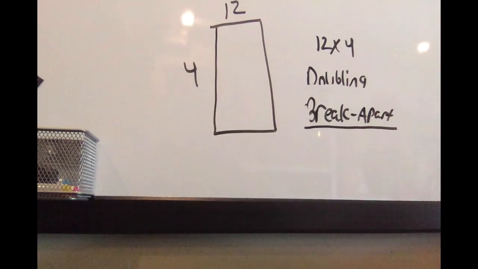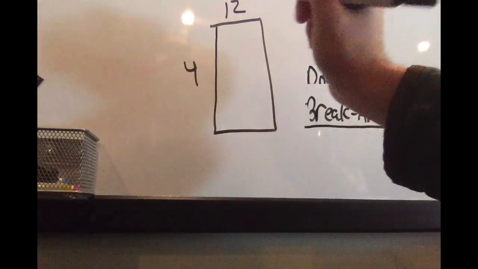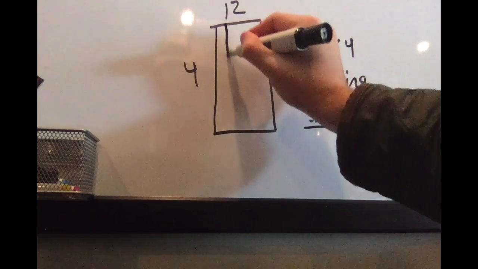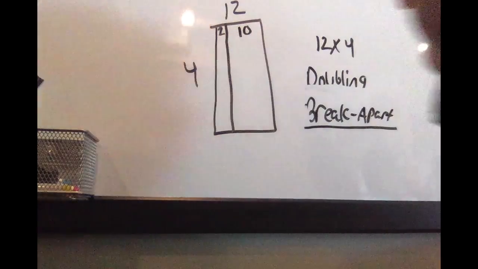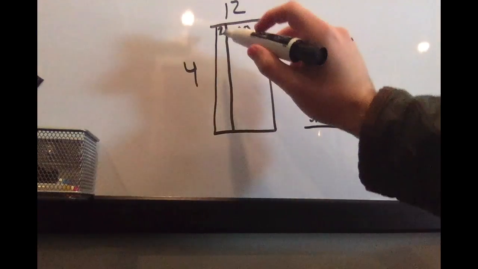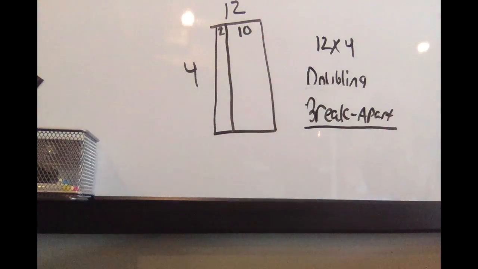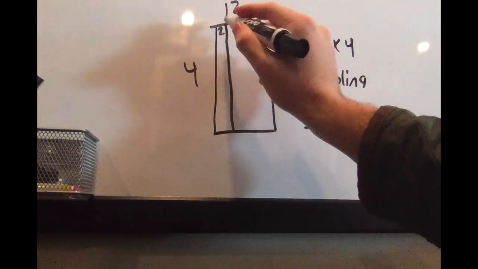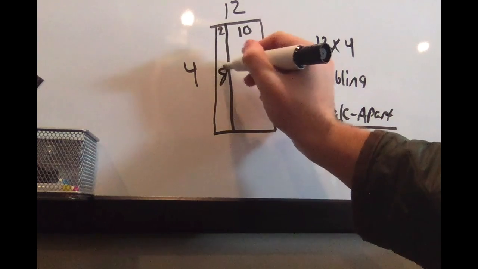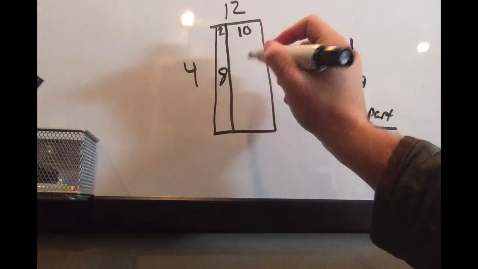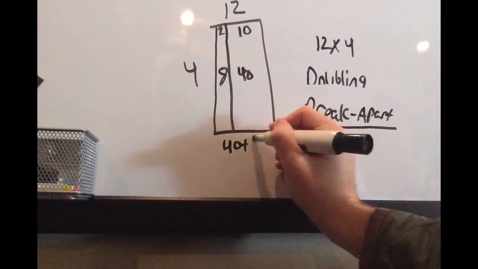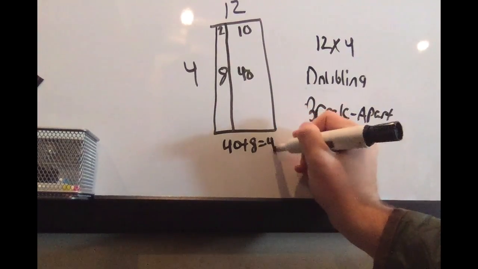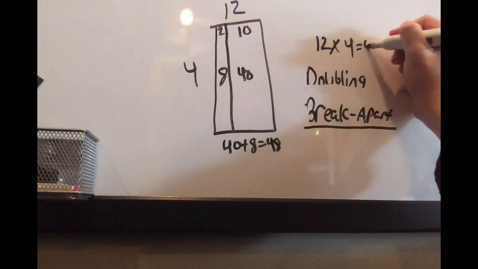So with 12, in my mind, I know that I can really easily split this up into a side of 2 and a side of 10. Right? Because 2 plus 10 equals 12. And after this, it's really the same thing as with the doubling. You're taking 4 times 2, which is going to be 8. You're taking 4 times 10, which is going to be 40. Then 40 plus 8 should equal the same number.